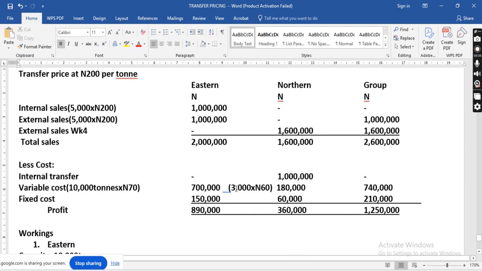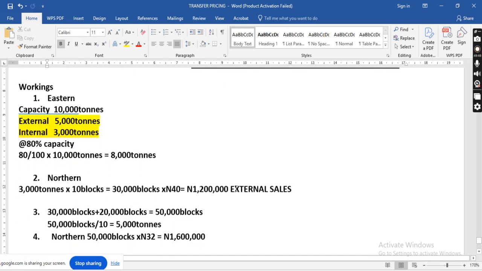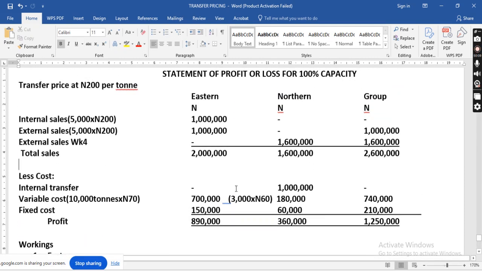700,000. No, it is no more 3,000 blocks. Right, class? It is no more 3,000 blocks. It is now 5,000 tons. Sorry. It is now what? 5,000 tons. So we go back and change this to 5,000 tons.